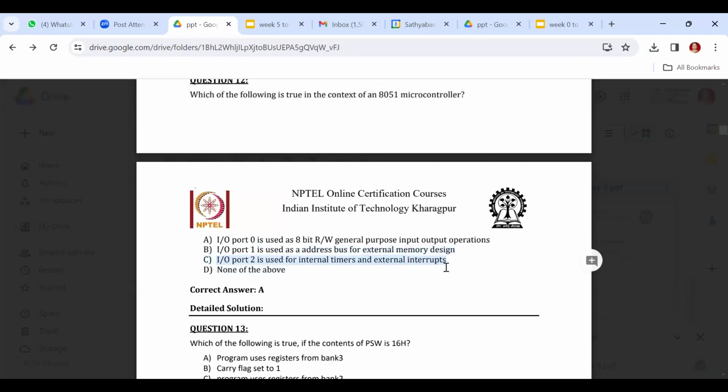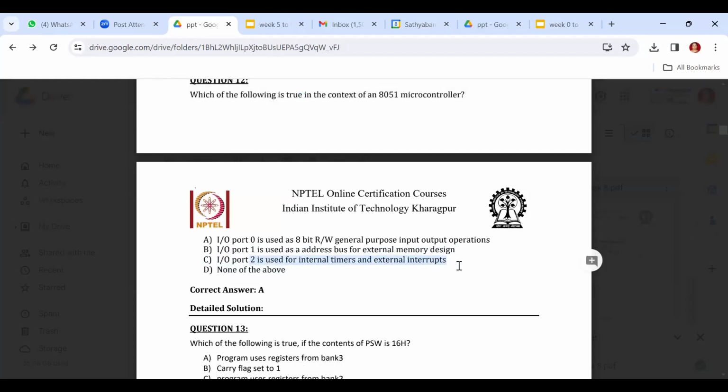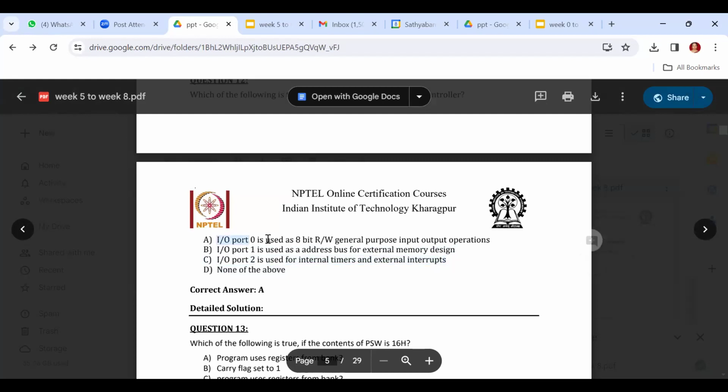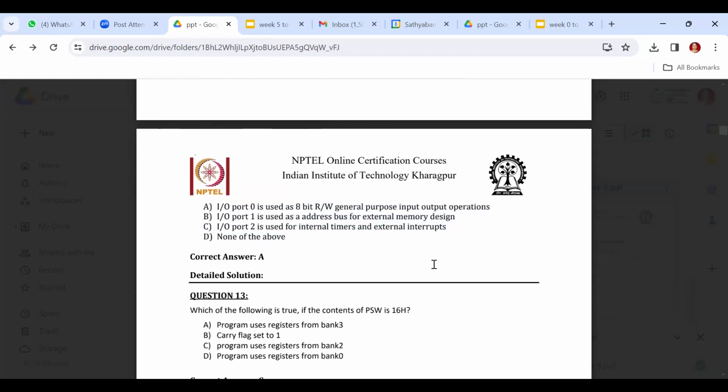Here, when you refer to this, port 3 is only used for internal timer and external interrupt, so that is also false. Port 0 is used for general purpose input output. All the ports can be used for general purpose IO operation. But port 1 is never used for the address bus. Port 2 is only used for the address bus, and port 3 is only used for internal timer and external interrupts.